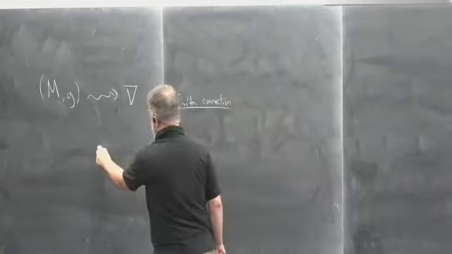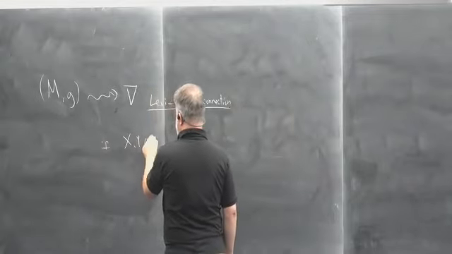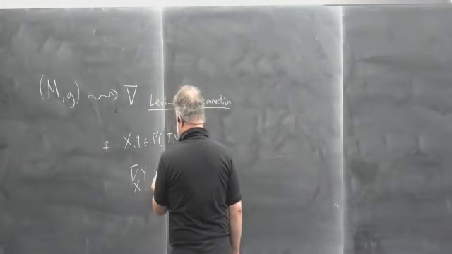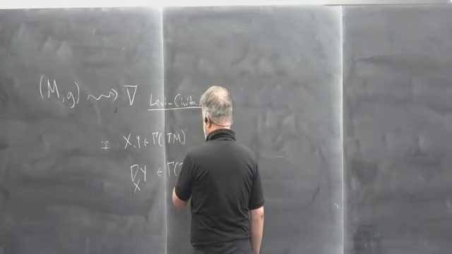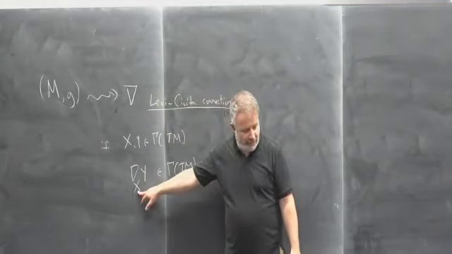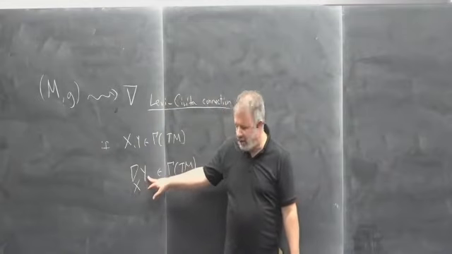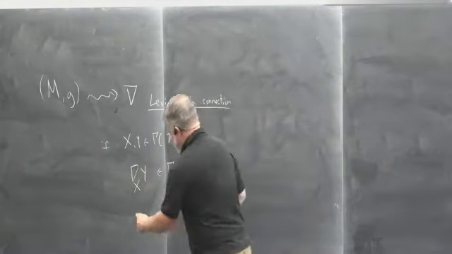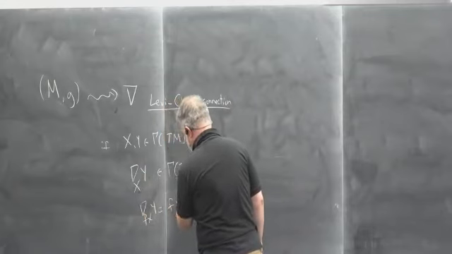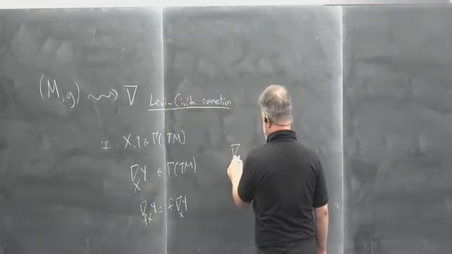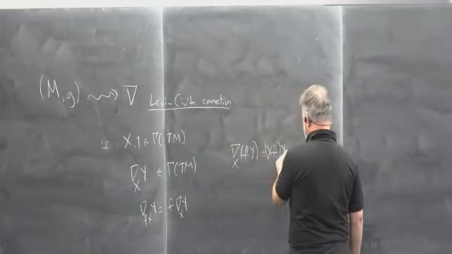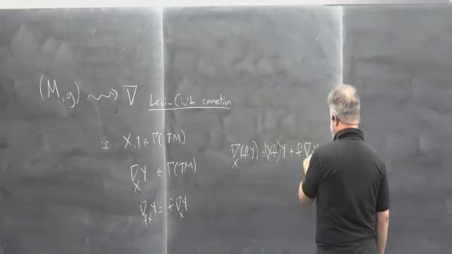So if X and Y are vector fields on M, then nabla_X Y is a vector field on M. We had various properties. It was linear in X, not just over the reals, but over smooth functions. It was linear over the reals in Y, and it had a Leibniz rule. So nabla_{fX} Y = f nabla_X Y, and nabla_X (fY) = X(f) Y + f nabla_X Y. That was the Leibniz rule.